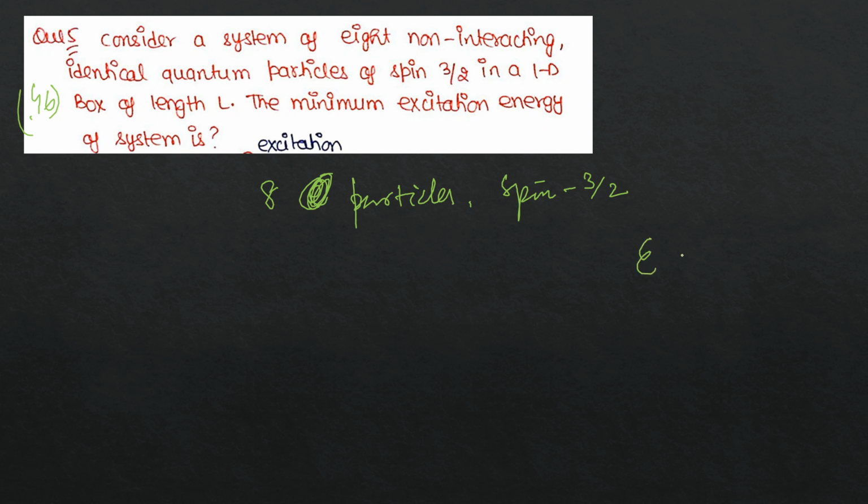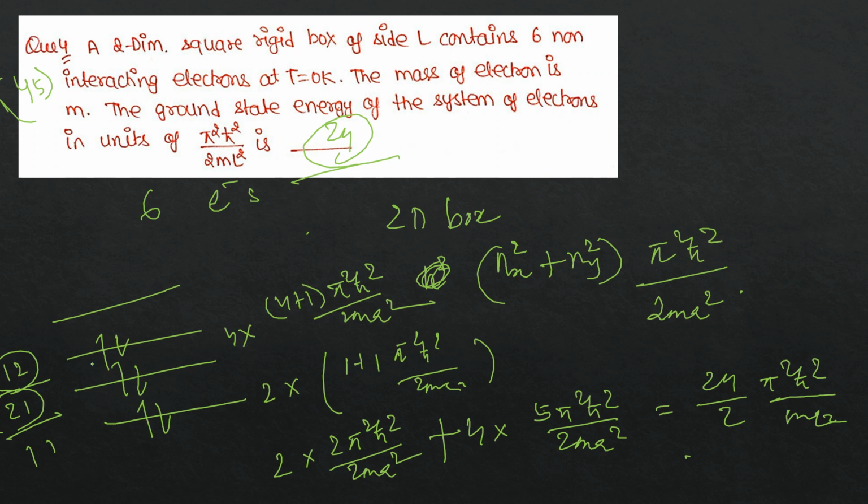So the energy of a 1D box is n square pi square h cut square by 2 m L square. So 8 particles, spin is 3 by 2. In the previous question, how did I decide that there will be 2 electrons in one state? Because electron spin is half, so multiplicity will be 2s plus 1. Multiplicity means the number of electrons in one state. So 2 into half plus 1, that will be 2. So a maximum of 2 electrons can be fitted in one state.